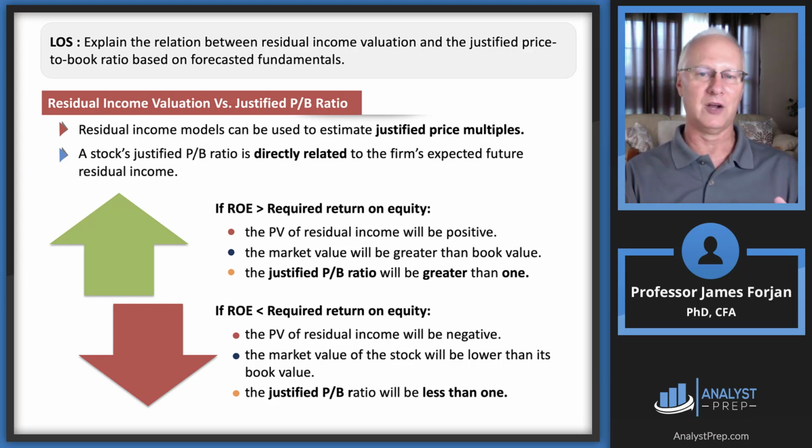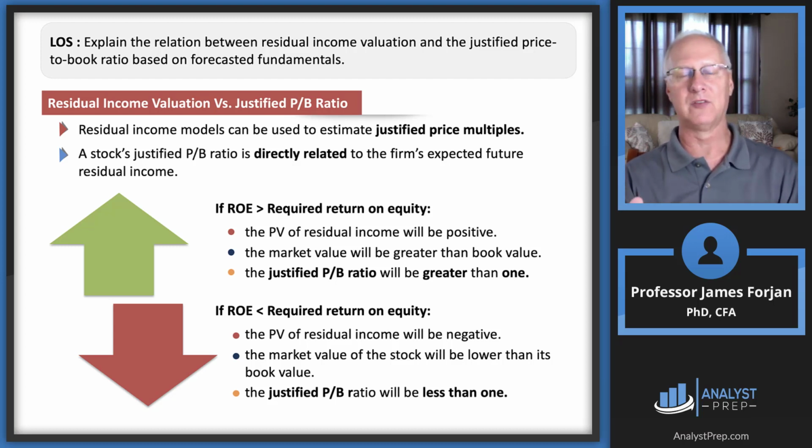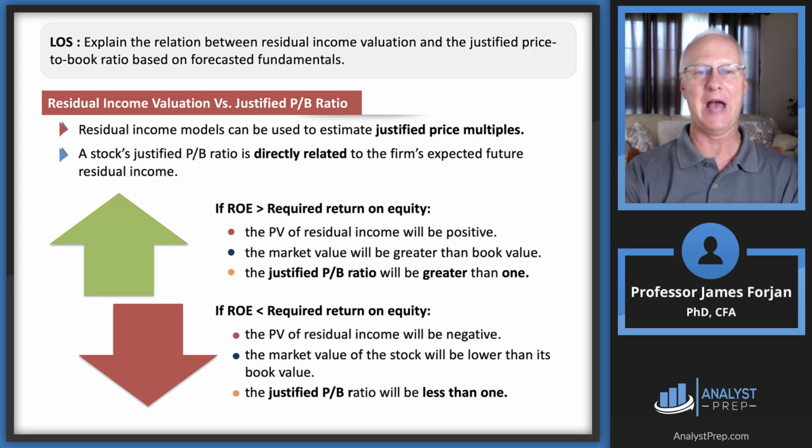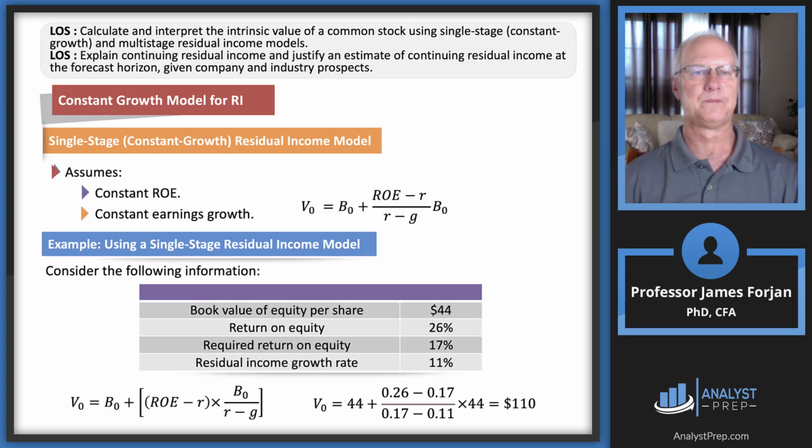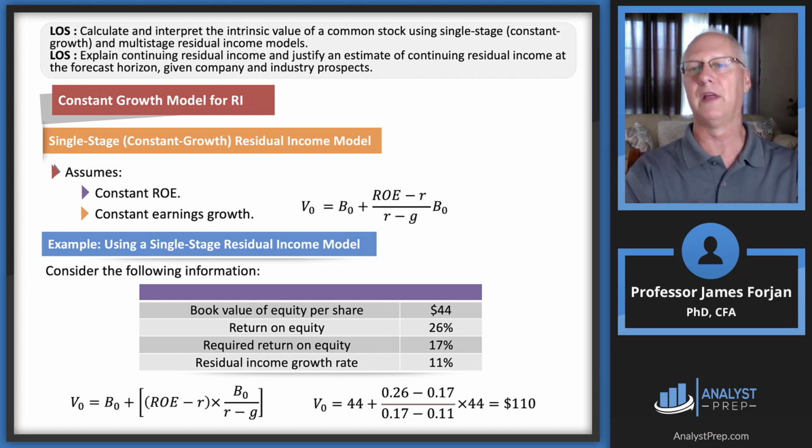I love asking questions in which something bad happens. So you've got this vignette and something is good, and then something bad happens, and it can be summarized by the bottom portion of this slide deck. Notice this slide has two LOSs at the top. Calculate and interpret intrinsic value using the single stage and multi-stage residual income models. And then let's figure out how we're going to deal with something that happens at the end of the timeline. The reading calls this continuing residual income.